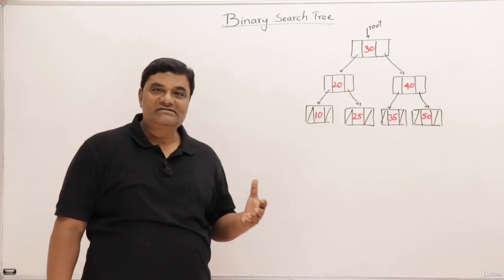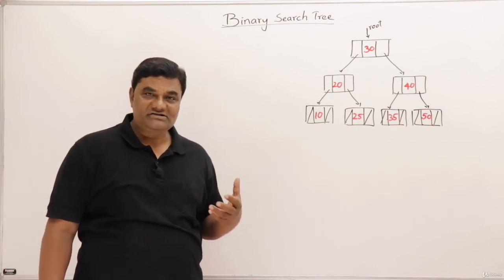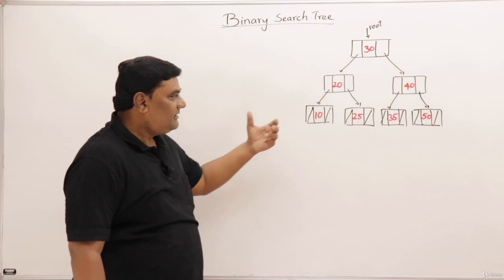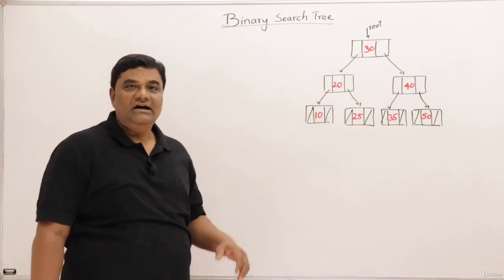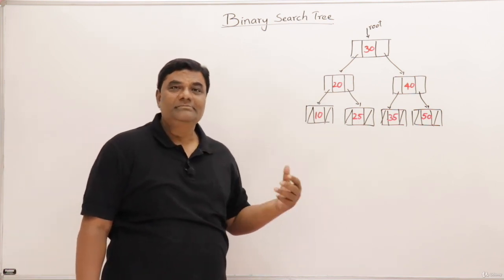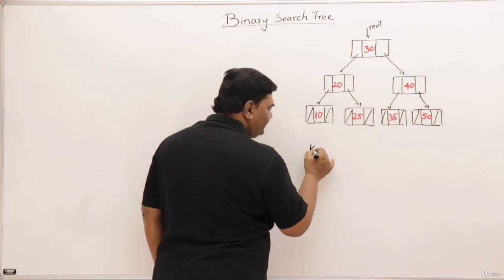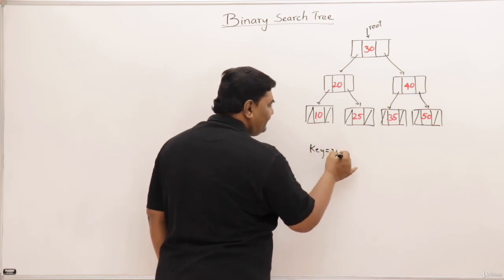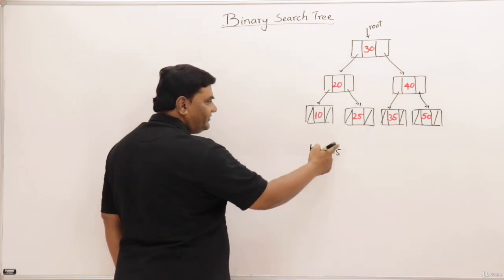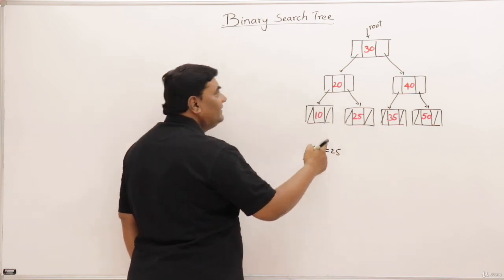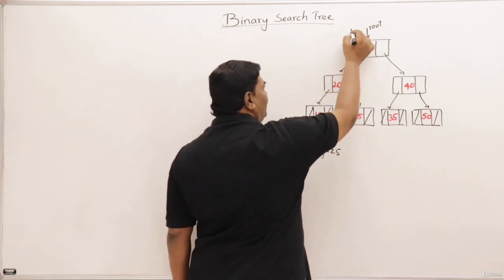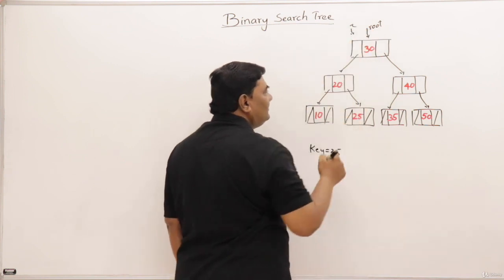Now let us look at searching in a binary search tree. I have an example of a binary search tree here. I will show you the procedure by taking some keys. Suppose I want to search for a key value, that is 25. You can see that 25 is present here. Start from root. Take a temporary pointer on the root of a node.